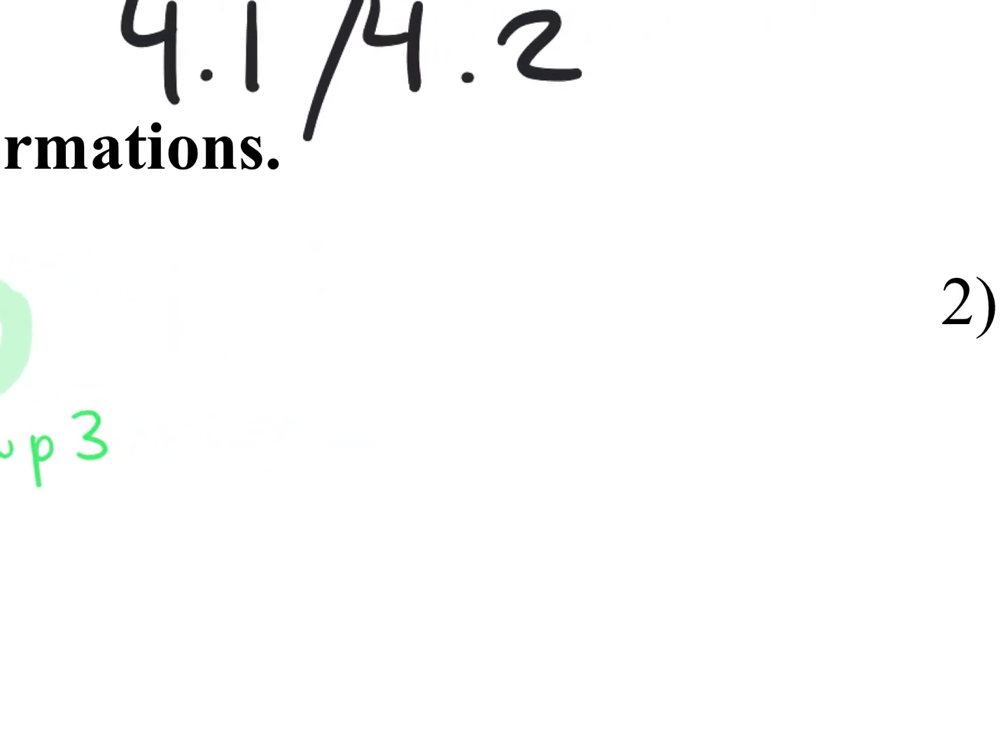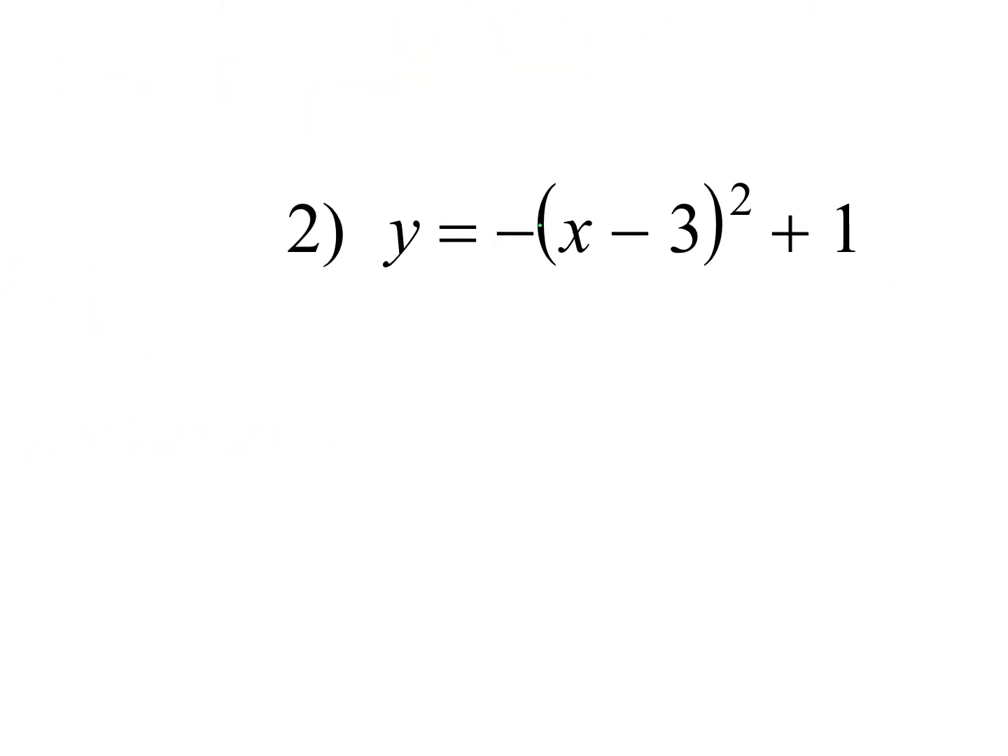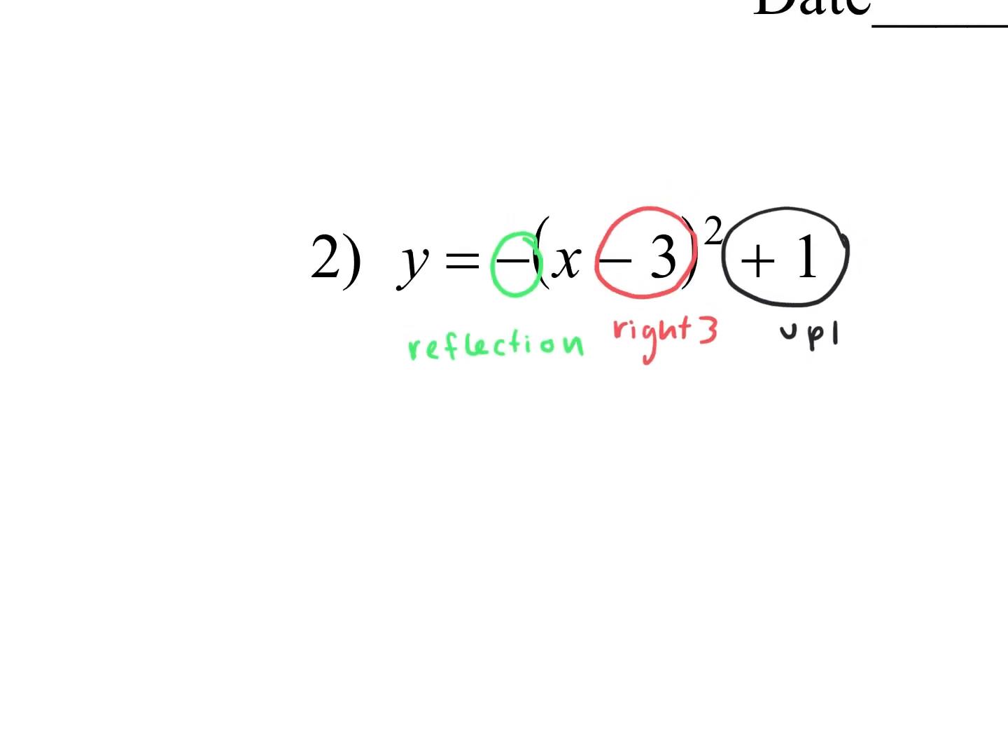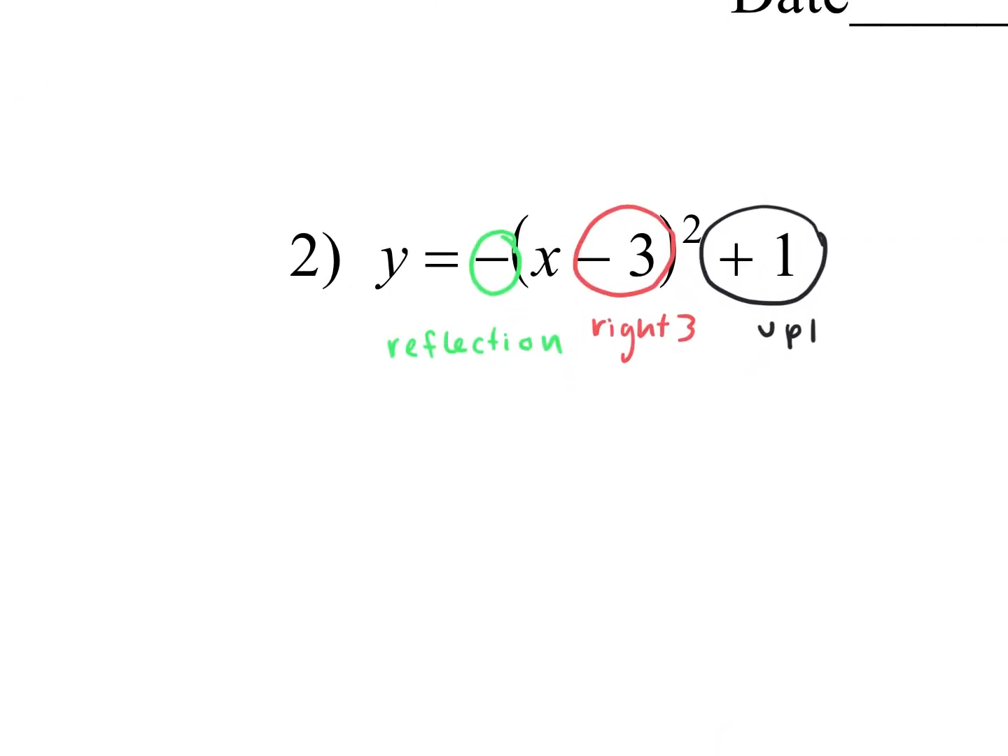All right, number 2. What does this minus the negative outside do? A reflection. Anytime you multiply by a negative, it's a reflection. What about -3? Right 3. And +1? Up 1. Awesome. Does the 2 mean anything? No, because the 2 just means that it's a quadratic, so all of these are going to have that little exponent of a 2.